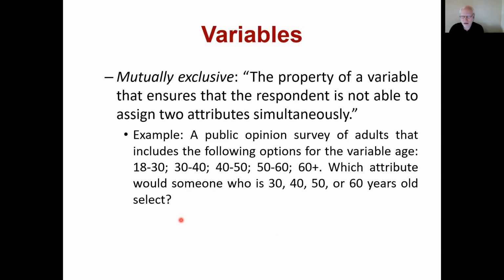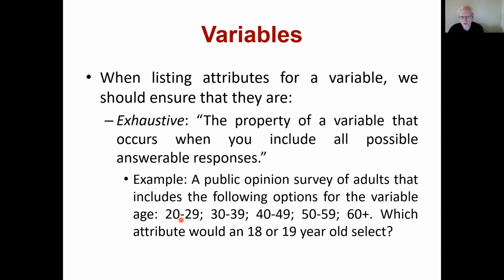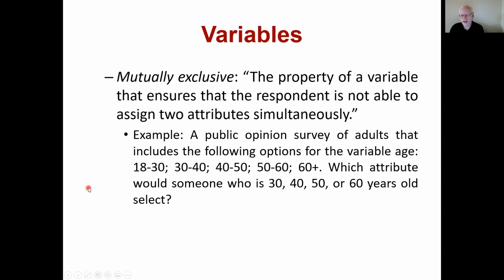And they must be mutually exclusive. This occurs for a variable that ensures that the respondent is not able to assign two attributes simultaneously. So in exhaustive, we make sure we have all possible answers. And in mutually exclusive, we make sure that nobody falls into two groups. So each group has to be completely distinct.